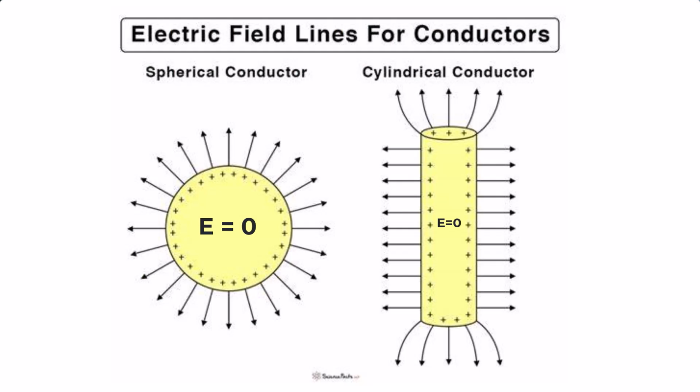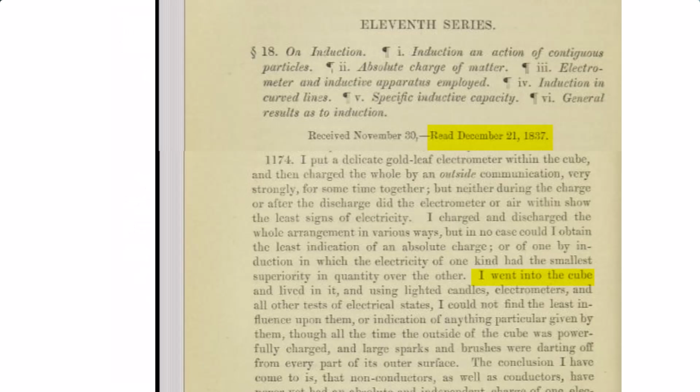But here's the thing. Static charges don't affect the electric field in the conductor. That is what Michael Faraday discovered in 1837 when he built a cube or a cage of metal and found it protected him from the electric field from charges on the surface of the cage, though all the time the outside of the cube was powerfully charged and large sparks and brushes were darting off from every part of its outer surface. There's a lovely video about this made by the Nobel Prize winner Sir Lawrence Bragg from the 1960s.